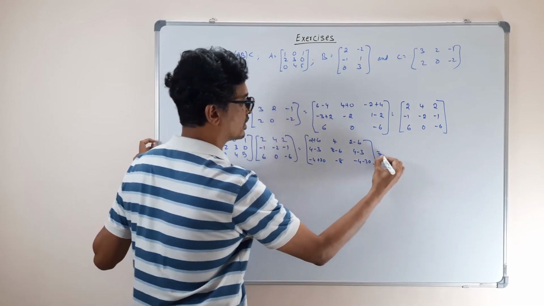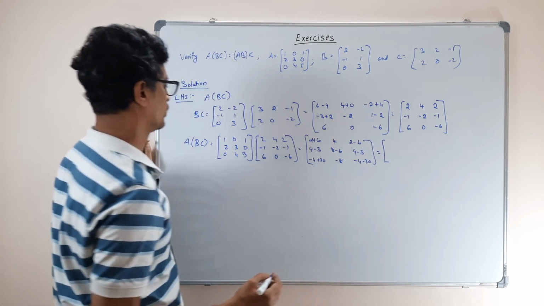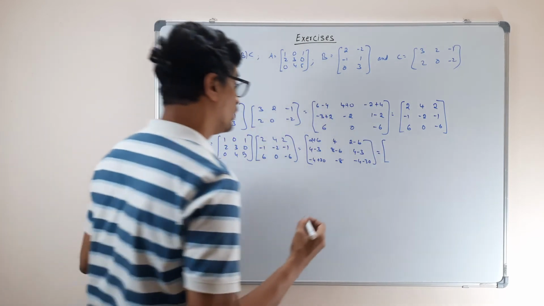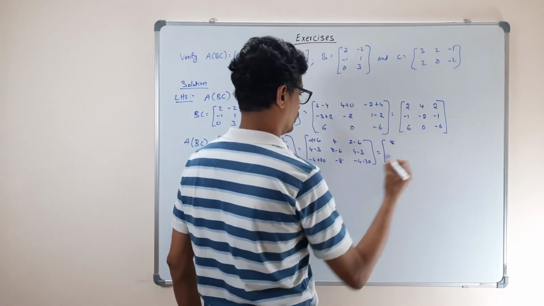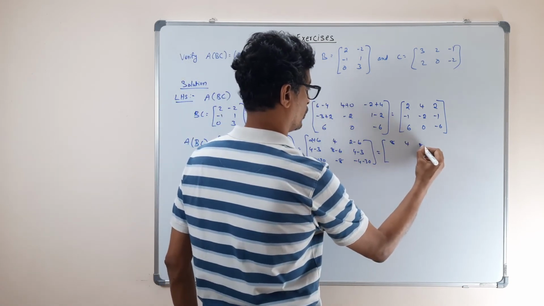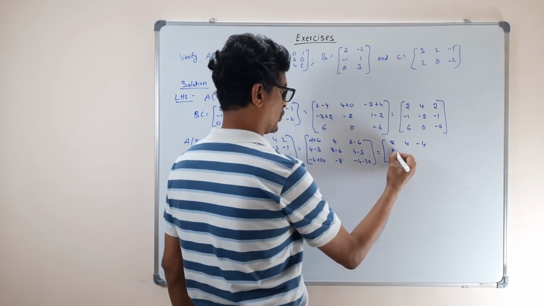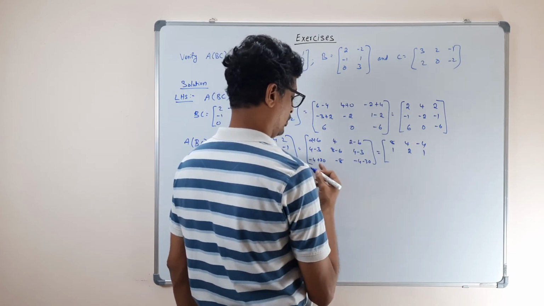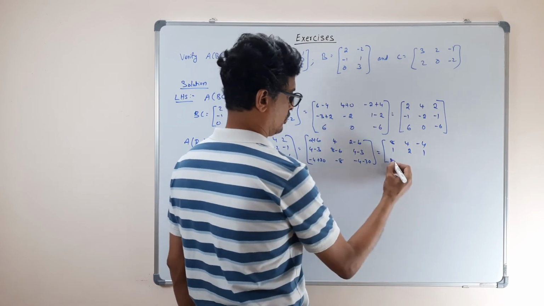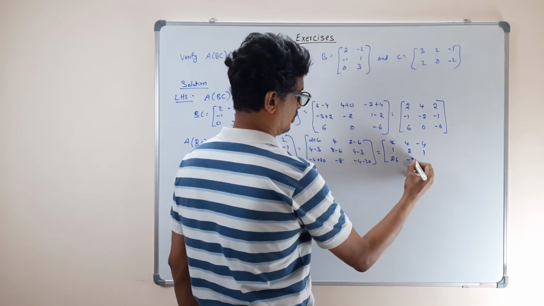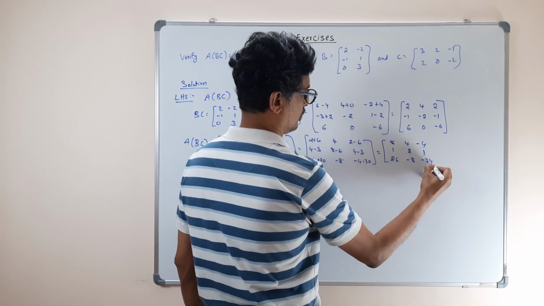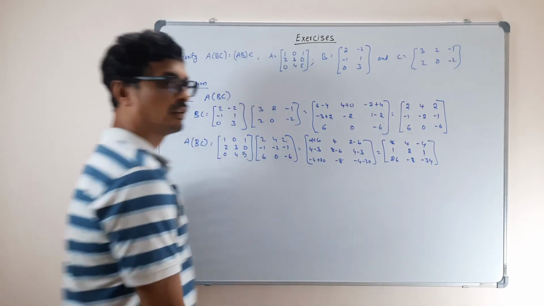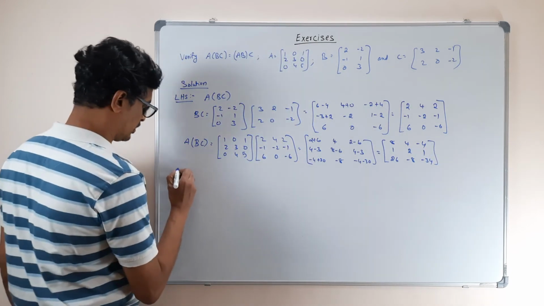So what will be the answer? Tell me. 8, 4, minus 4, 1, 1, 2, 2, 1, 26, minus 8, minus 34. Okay. So now let us try for the RHS.